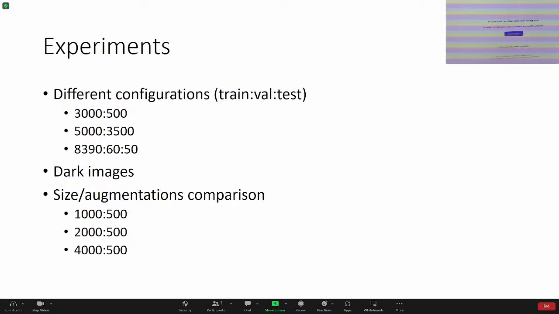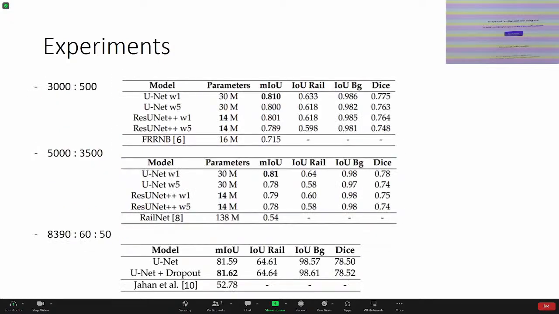In order to do this, we conducted a number of experiments using different configurations and different dataset splits. Furthermore, we tested our approach on dark images and on different dataset sizes using various augmentations. Here you can see some of our results. We used 2 widely used evaluation metrics, namely the Dice score and the intersection over union. For the latter one, we also computed the values for each individual class.